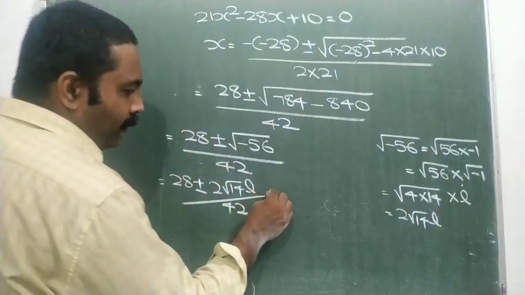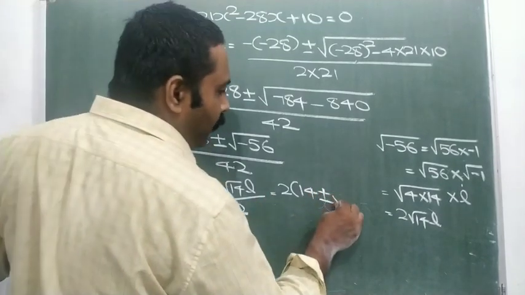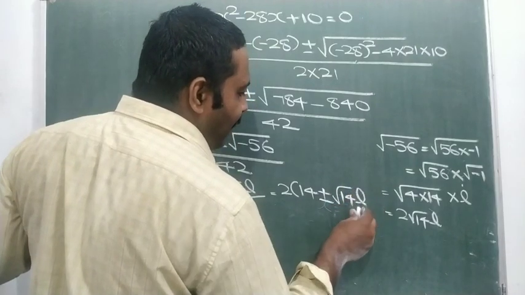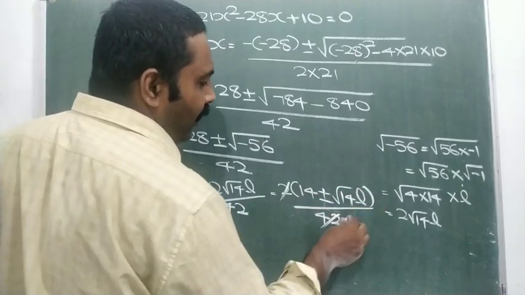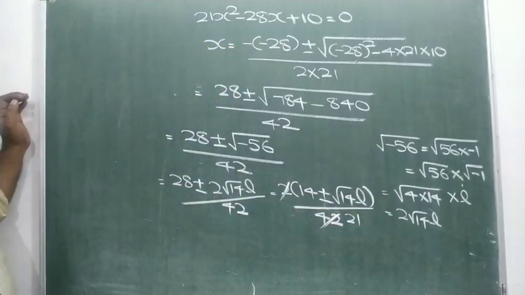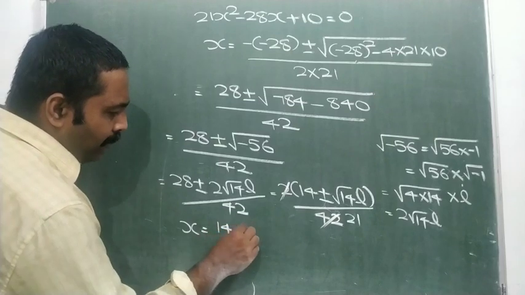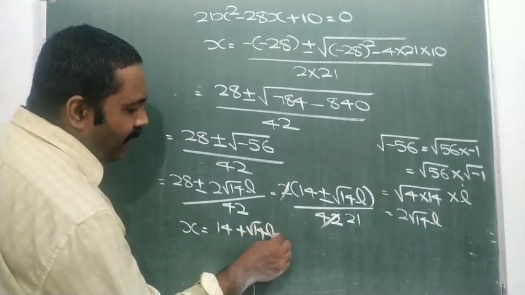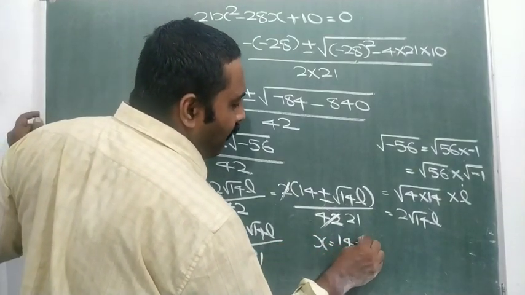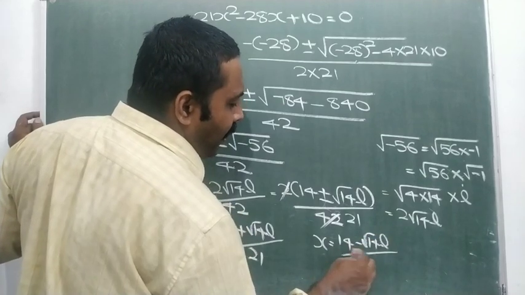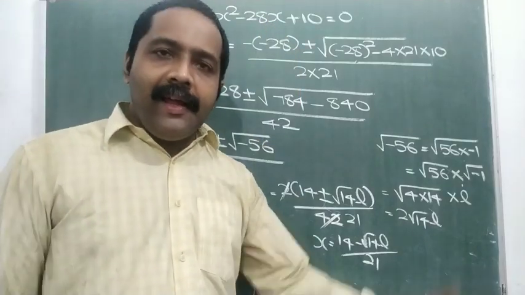Taking 2 outside, 2 into 14 plus or minus root 14 i by 42. 2 into 21 is 42. That is, x is equal to 14 plus root 14 i by 21, or x is equal to 14 minus root 14 i by 21. Imaginary roots. Clear? Make a note.